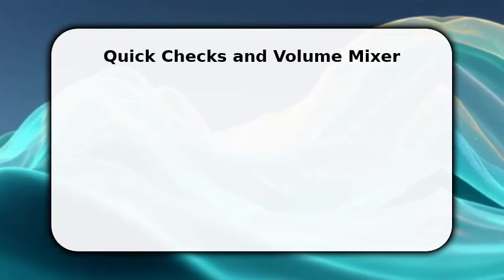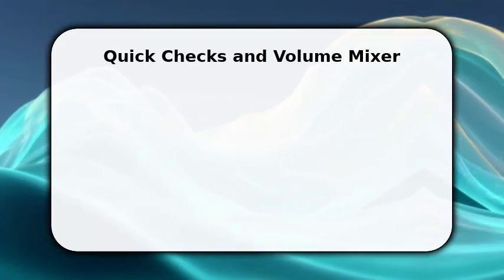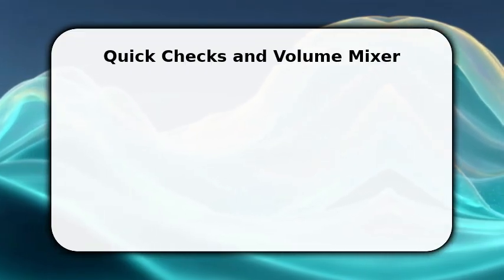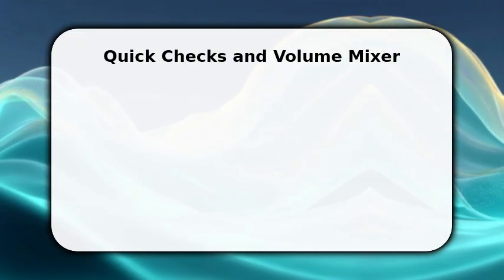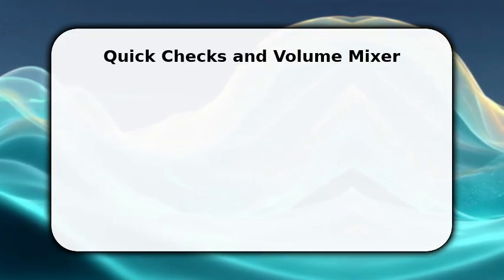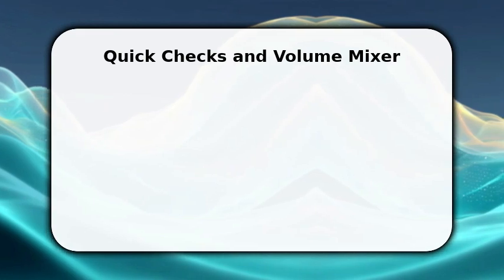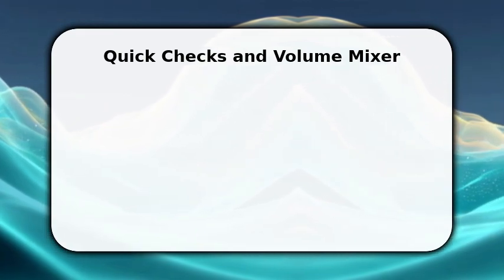Next, right-click the speaker icon and open the volume mixer for app-specific controls. Adjust any app sliders that are low and test sound. Finally, unplug external headphones or 3.5mm cables and test the built-in speakers directly for any change in level.